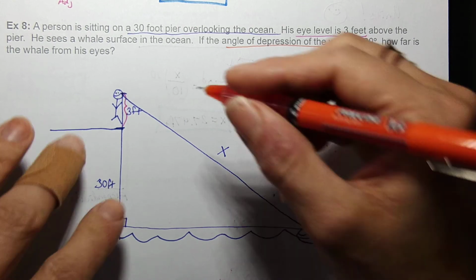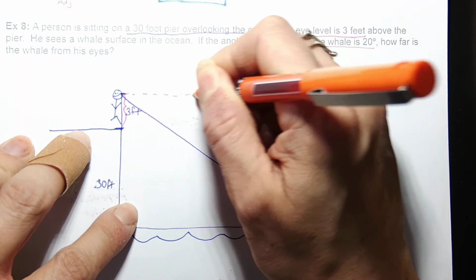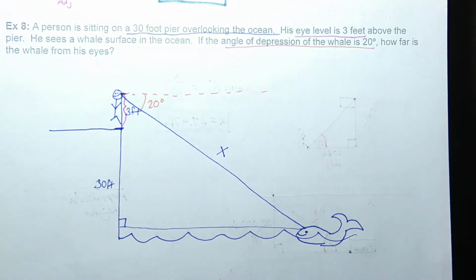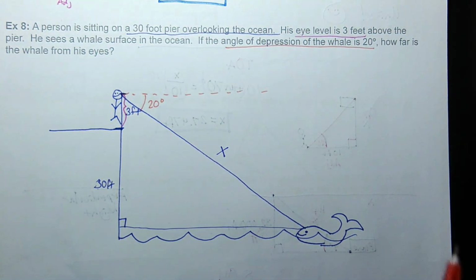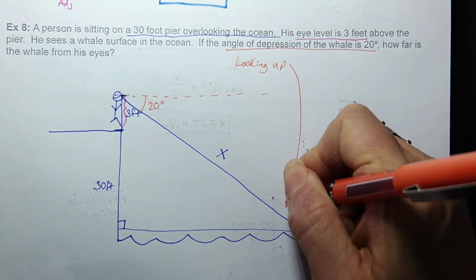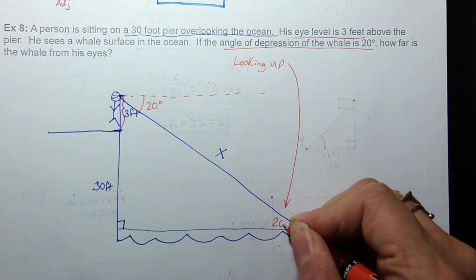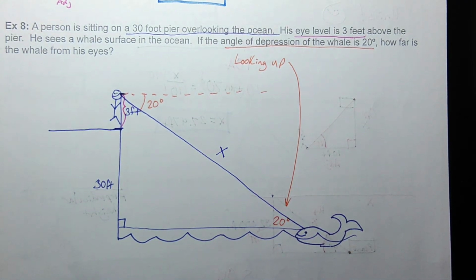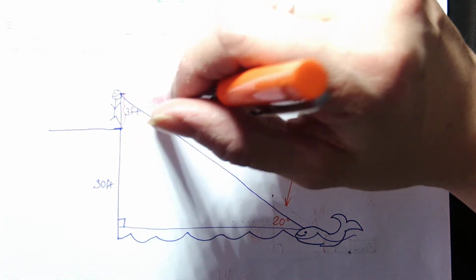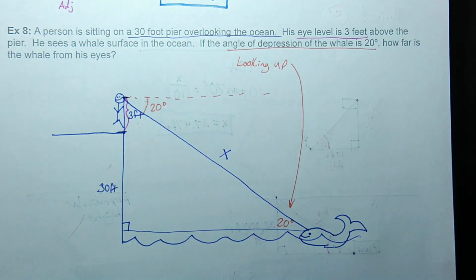So if you wanted to just straight up use the angle of depression as is, this would be 20 degrees. If you want to change it from a looking down to a looking up, then the whale would be looking up at an angle of 20 degrees. I think this is easier because if you use the angle of depression, you would have to take 90 minus 20 to figure out that this is 70 degrees, and that would be the angle that you would use in the problem. So changing it to a looking up problem, I think, is easier.